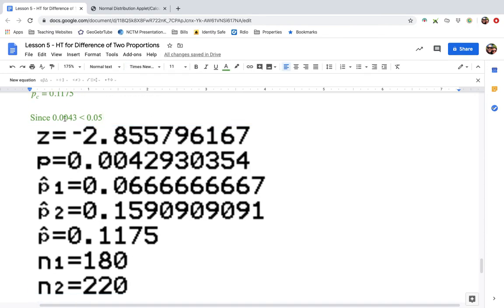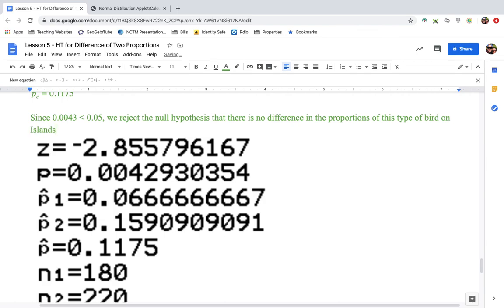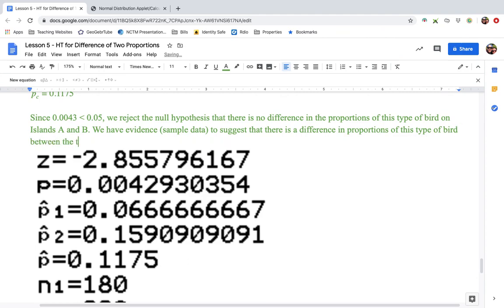Our conclusion is, since our p-value is less than our significance level, we reject the null hypothesis that there is no difference in the proportions of this type of bird on islands A and B. We have evidence, which is our sample data, to suggest that there is a difference in proportions of this type of bird between the two islands.